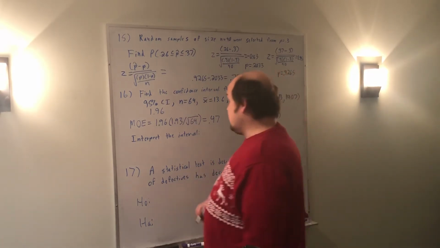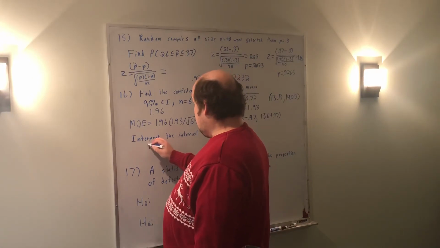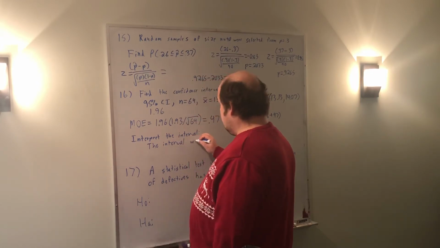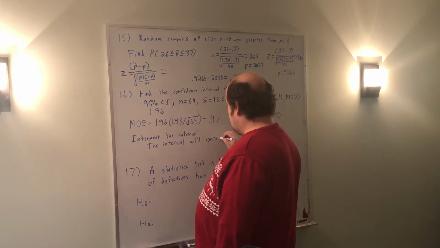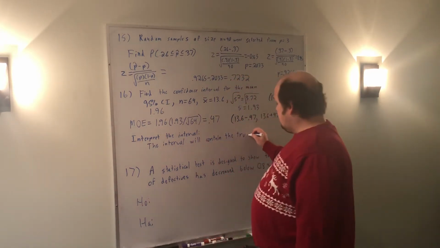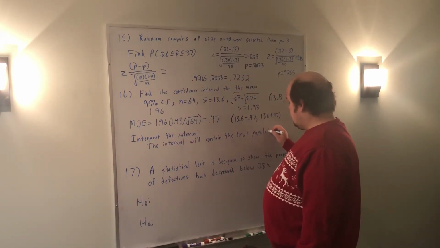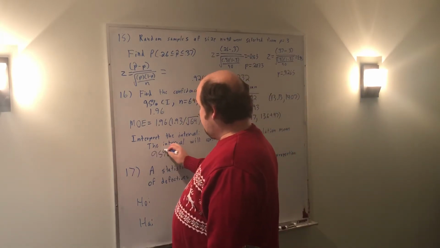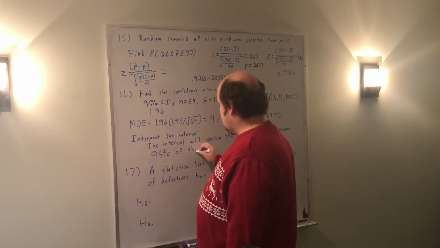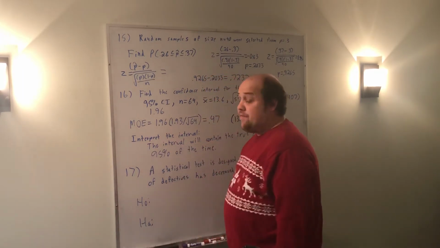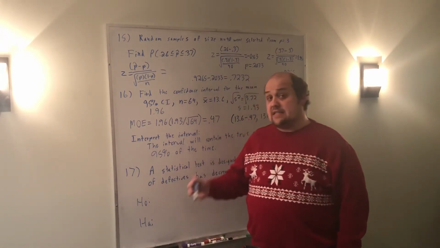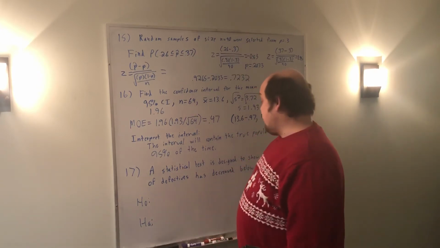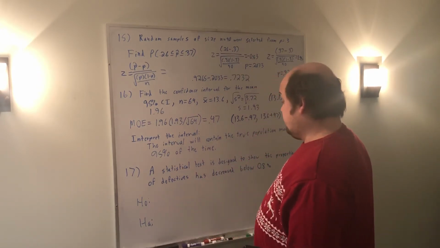So I'm going to interpret this interval as the interval will contain the true population mean (95% of the time). The wording on this may be different. Again, you might have it phrased as in repeated confidence intervals, 95% of the intervals created using the sampling method will contain the true population mean.